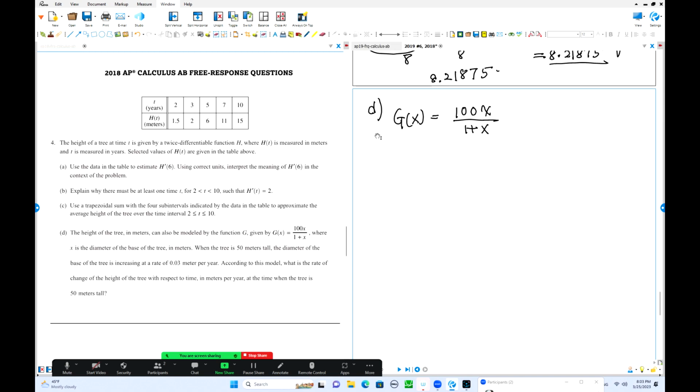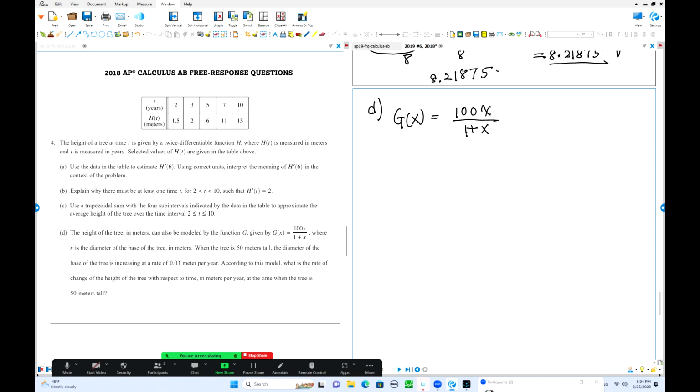Where x is the diameter of the base of a tree. A little different way, okay? The x is a diameter. Before, it was time t in years. A little different, okay? This x, the independent variable, is the diameter of the base of a tree. All right, that is a new function, okay?